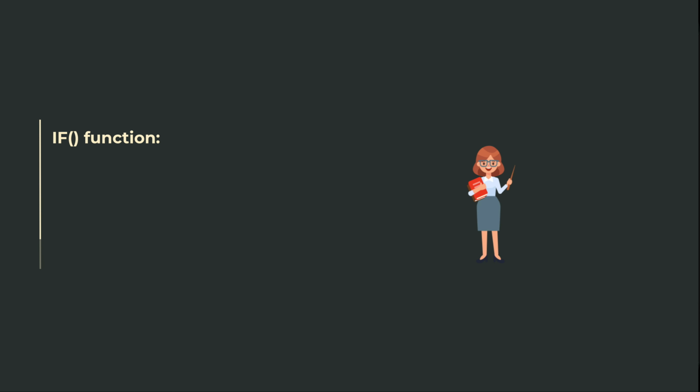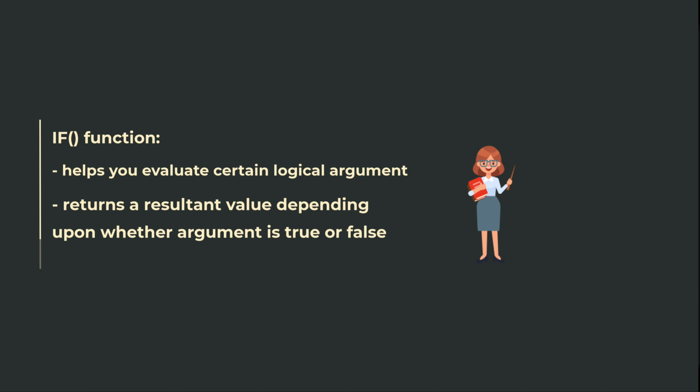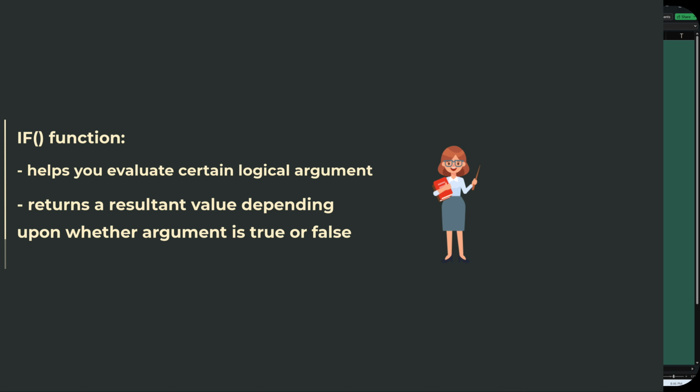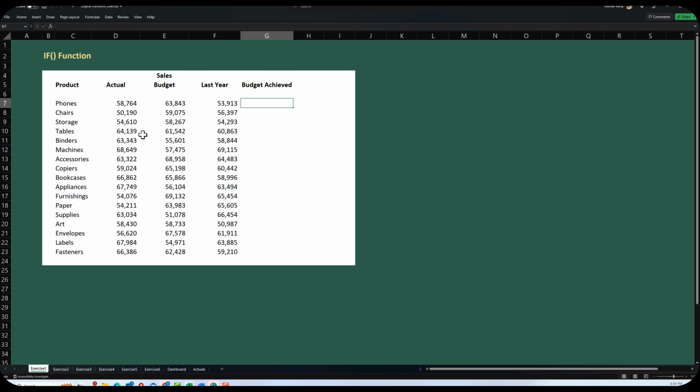The IF function helps you evaluate a certain argument, and depending upon whether the argument is true or false, it will return a specified value. Let's go to exercise 1 of the file provided. Here we have a table which shows sales for 3 different scenarios: actual, budget, and last year. In the 4th column in this table, I want to return yes if the actual sales are higher than the budget, and no if the actual sales are lower than the budget. We can achieve it via the IF function.